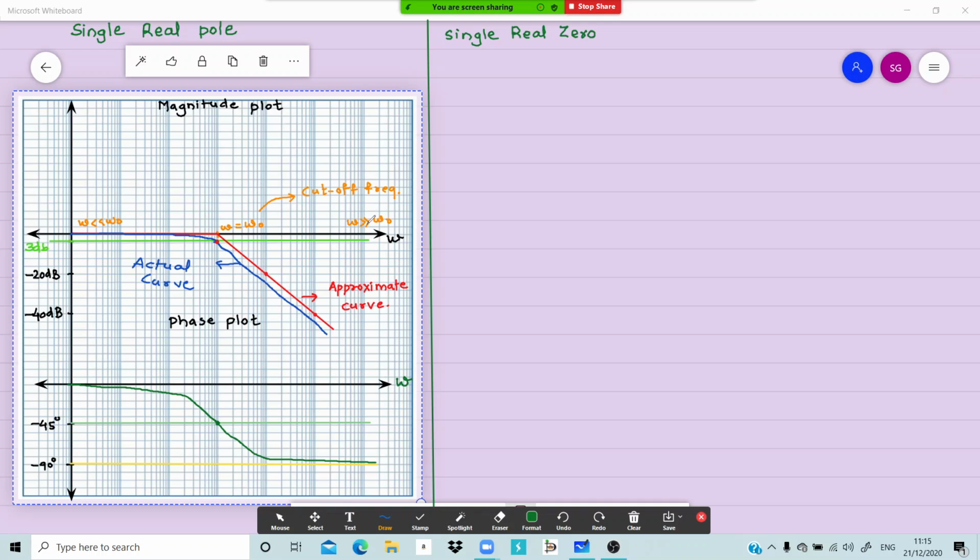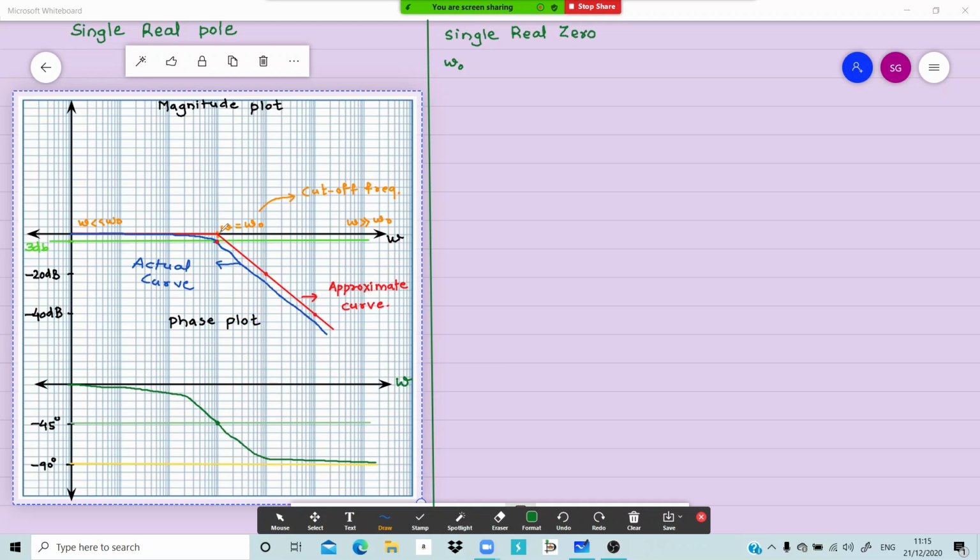Now because we have done it for the pole, it will be very easy for us to go for the zero. And again omega naught. So why did we say omega naught? Why are we comparing at this point? Because this is the changeover point.